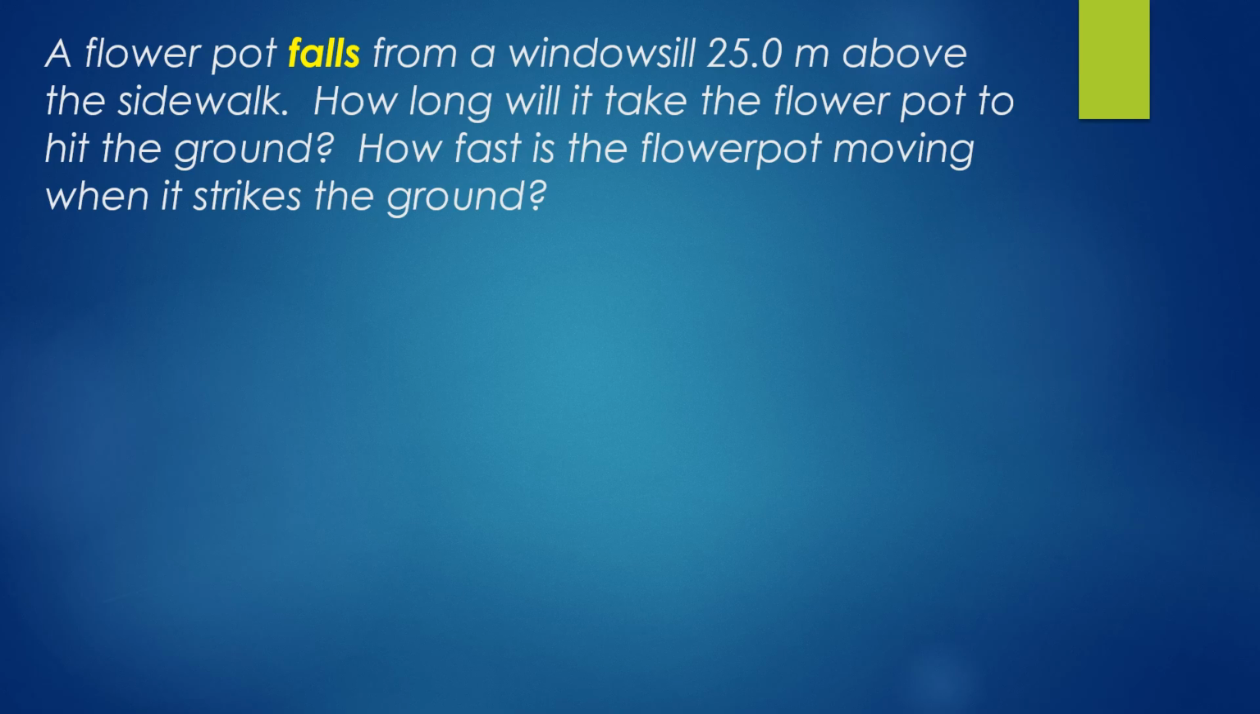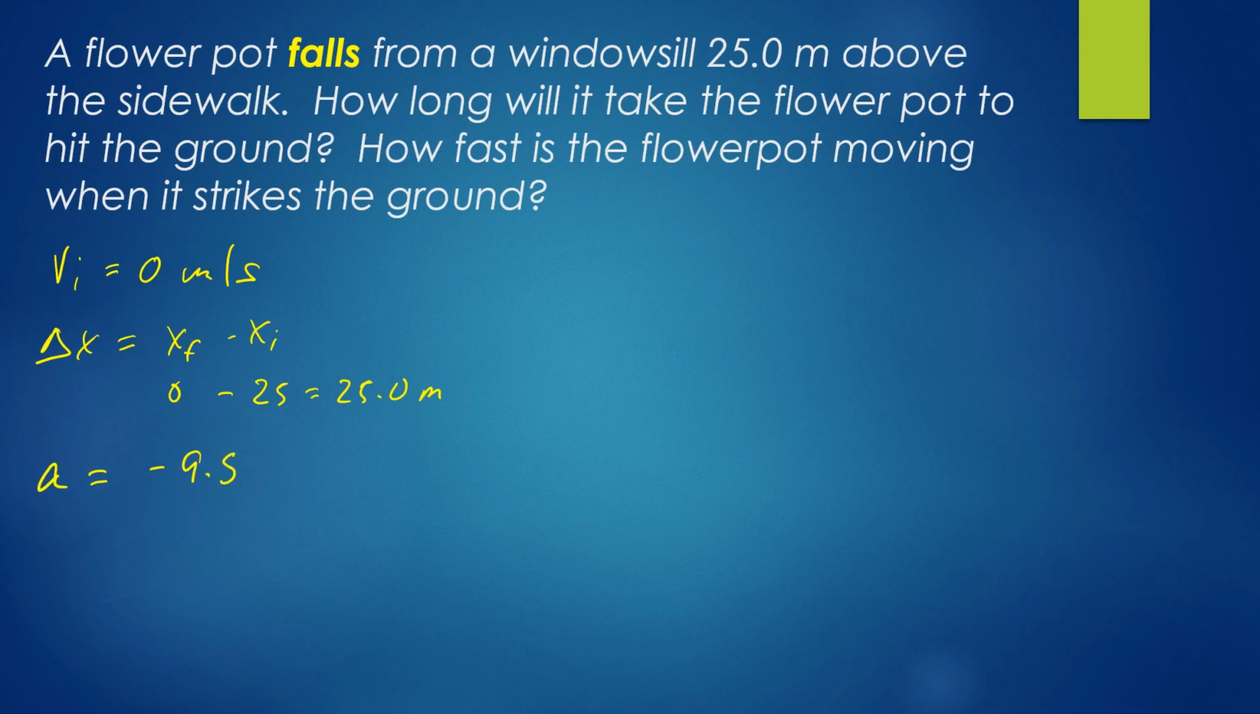So it falls, again, from something, so Vi equals 0 meters per second. The windowsill's 25 meters above, so my delta x is xf minus xi, so that's 0 because it's going to hit the ground, minus 25. So that is negative 25.0 meters. My acceleration is due to gravity because it's falling down, so negative 9.8 meters per second squared. I'm trying to find how long it will take to hit the ground, so it's delta t.